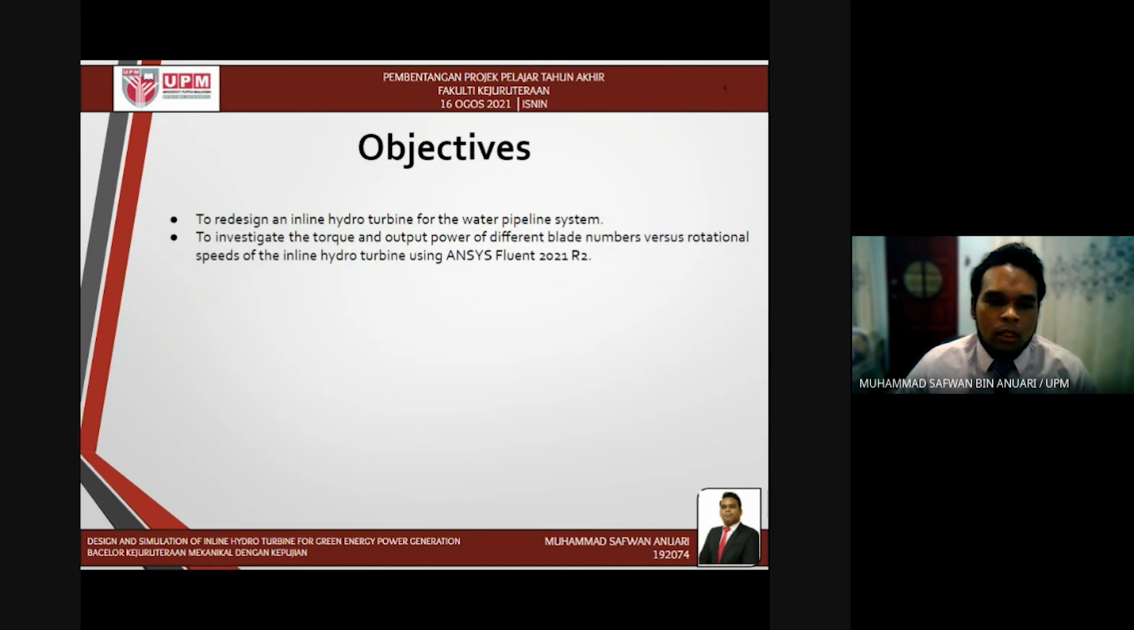The objectives of this study are to redesign a hydro turbine for the water pipeline system, and to investigate the torque and output power of different blade numbers versus rotational speed of the inline turbine using ANSYS 2021 R2.